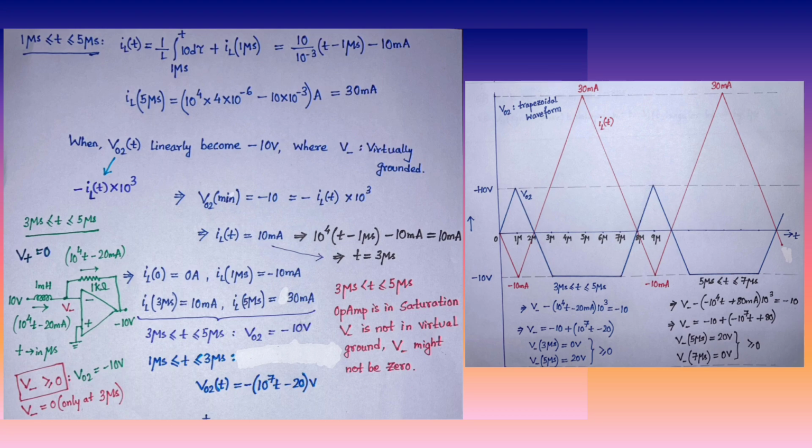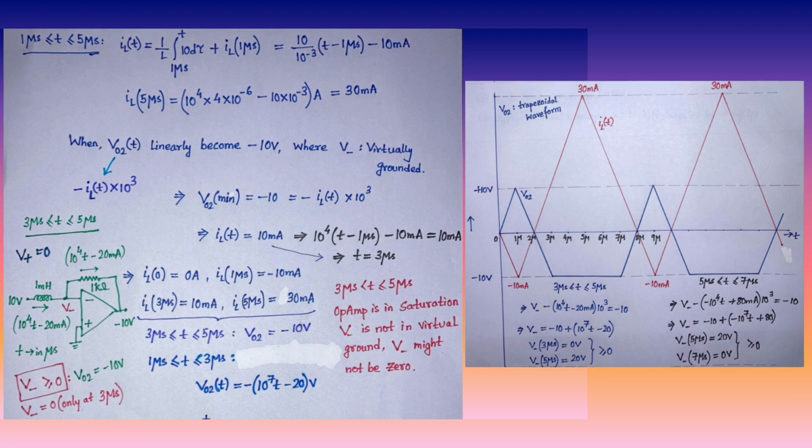So now what is going to happen? My inductor current is going to increase, but my output VO2 cannot increase, so it will be constant for a particular time. From 3 microsecond to 5 microsecond, my inductor current will increase, but my output will be constant. Our op amp A2 is in saturation, and V minus is not equal to 0. We will also see how it is working.